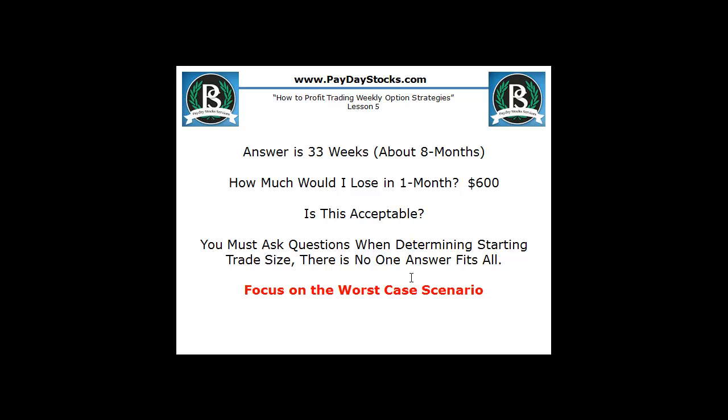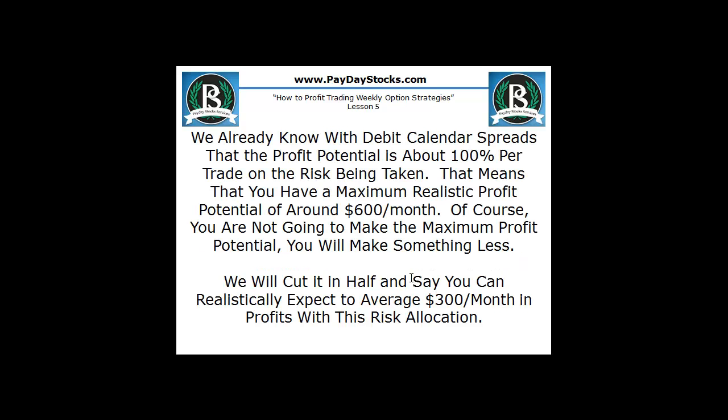So we already know, again, that with debit calendar spreads, the profit potential is about 100% per trade on the risk being taken. So after you have looked at the risk potential and taken all that into consideration, you look at your max profit expectation, and then you look at the realistic expectation of profit potential if it does well. And in this particular situation, we already know that with debit calendar spreads we're going for about 100% return on a per trade basis.